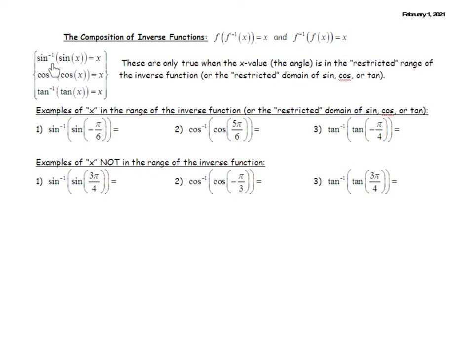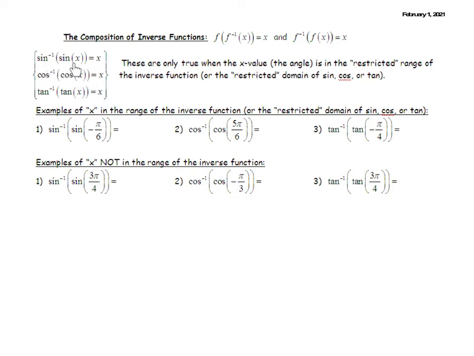But for these inverse trig functions, it's only going to be true when the x value or the angle is in the restricted range of the inverse function or the restricted domain of the sine, cosine, or tangent. You don't really need to memorize that. You just need to know that it's not always true unless x is within that. So when you go to do the problems, you can just think it through.